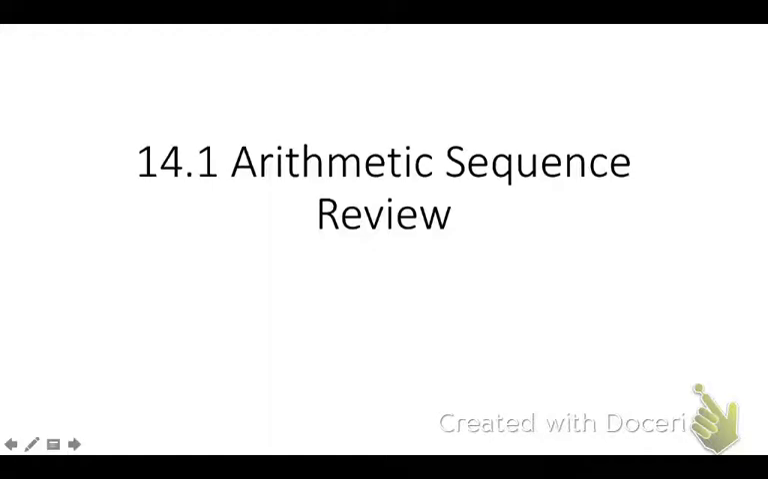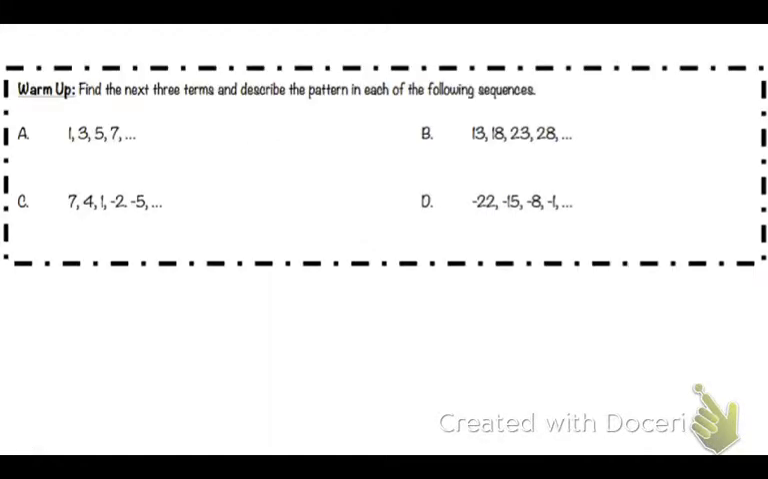Arithmetic sequence review. So we need to find the next three terms and describe the pattern. So sequences are basically just patterns. That's all they are. So to find this pattern, we're going to see how far is it from 1 to 3? Well, it's 2. How far is it from 3 to 5? It's 2. How far is it from 5 to 7? It's 2. So that pattern is we're just adding 2.